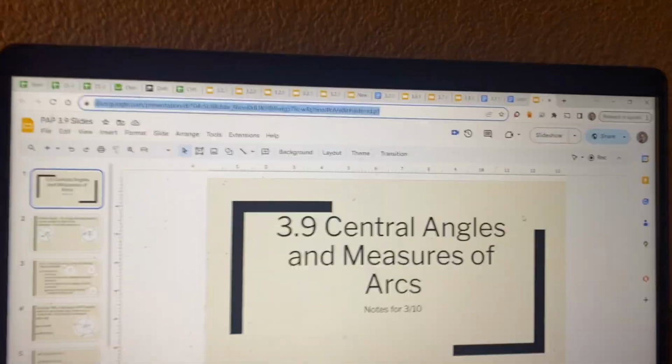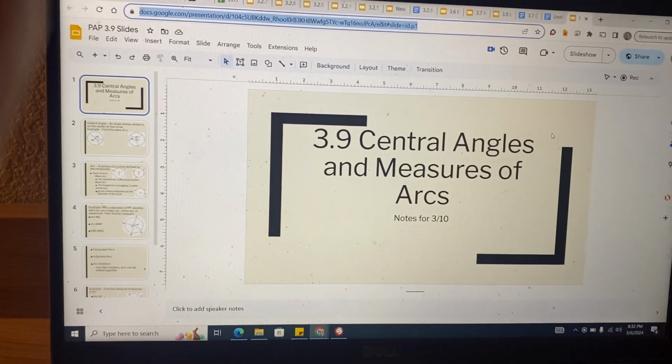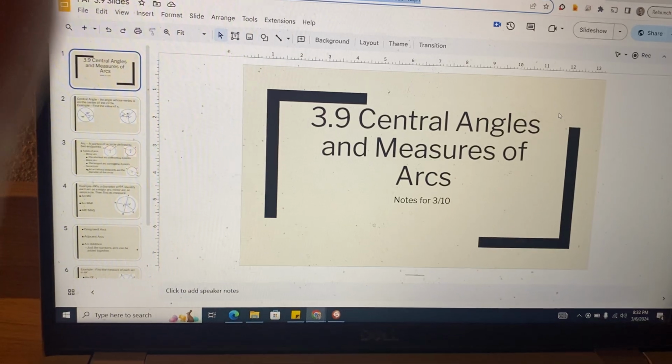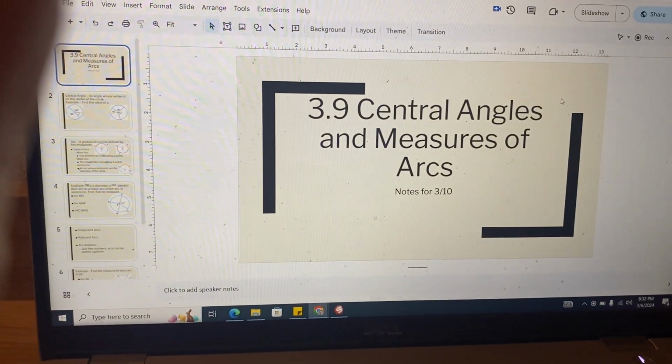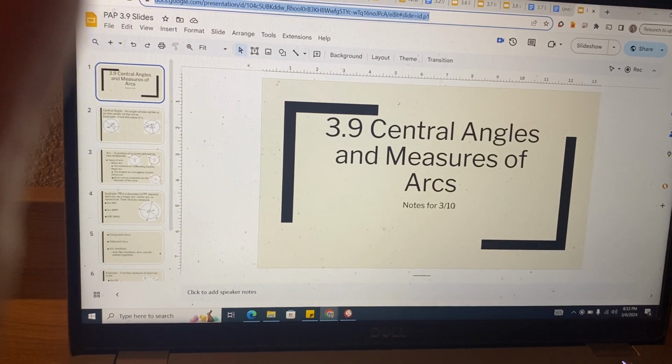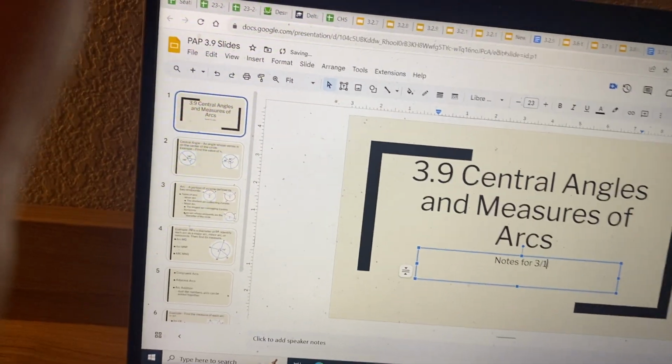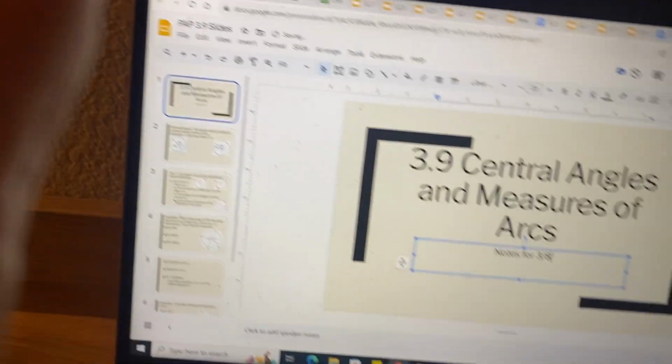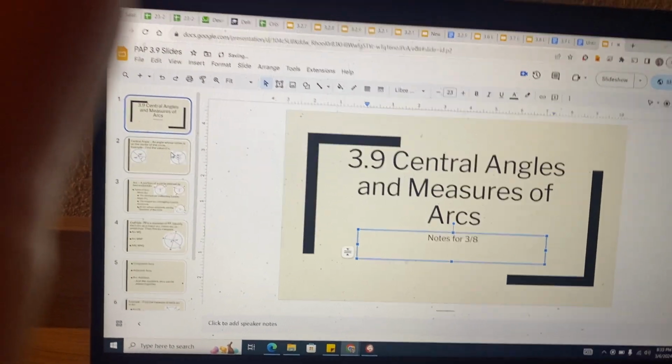All right, this is Mr. Warwick, and I'm going to be going through the 3.9 central angles and measures of arcs with you real quick today. These are going to be the notes, not for the 10th. That would be unfortunate. For the 8th, for Friday, right before spring break.